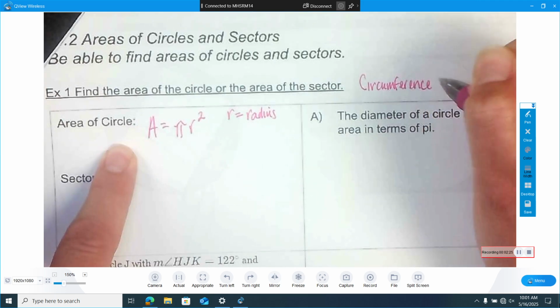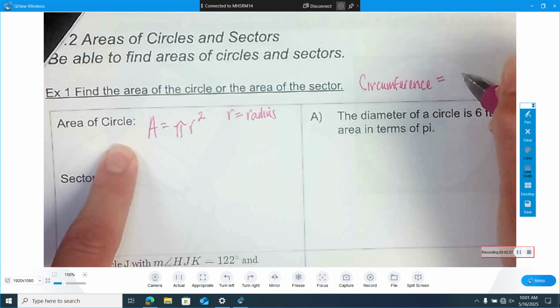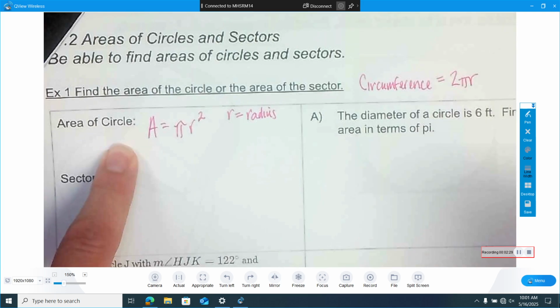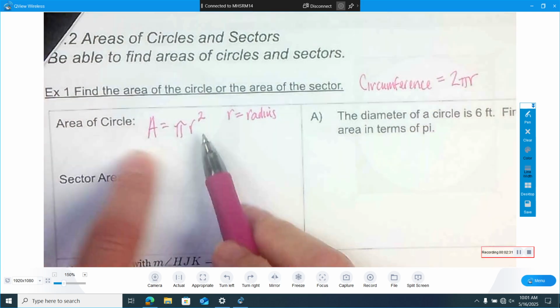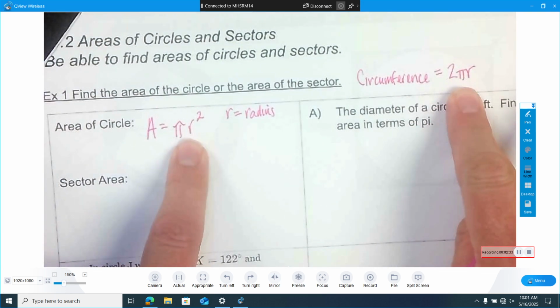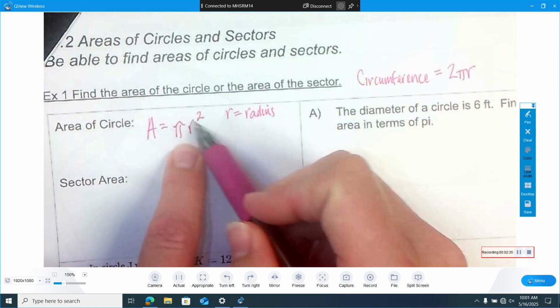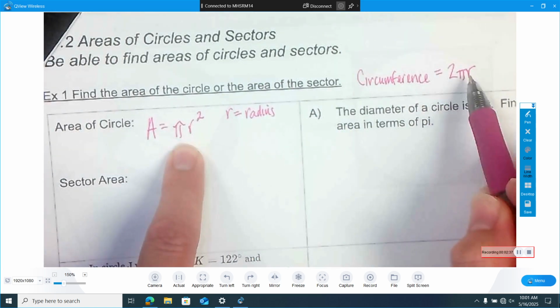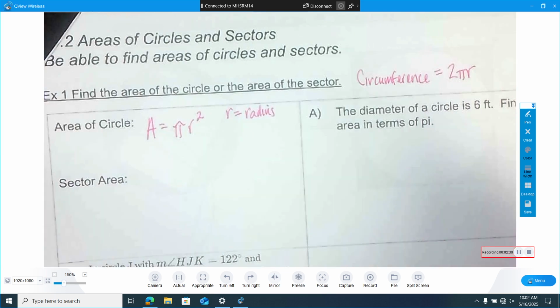And just as a reminder, what is circumference of a circle? 2 pi r. Yes. Okay. And again, it's very closely related to our area formula. All you have to do is drop the 2 in front, and that's circumference. But we're talking about areas today.